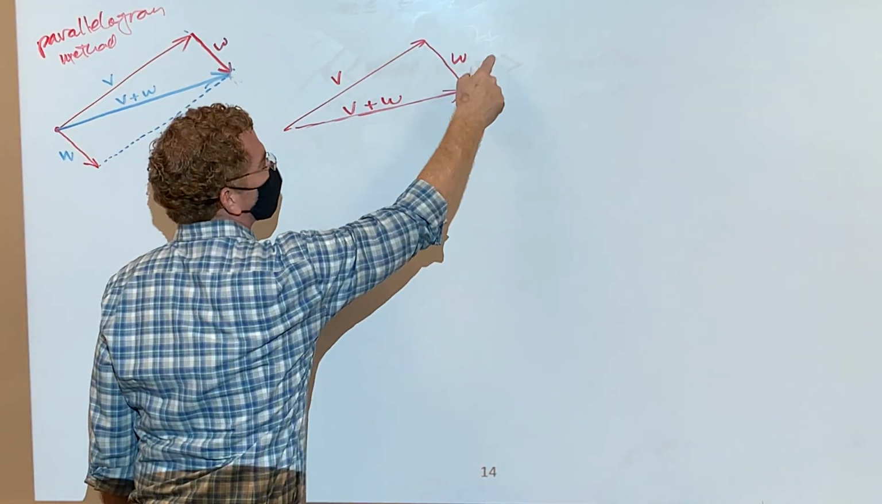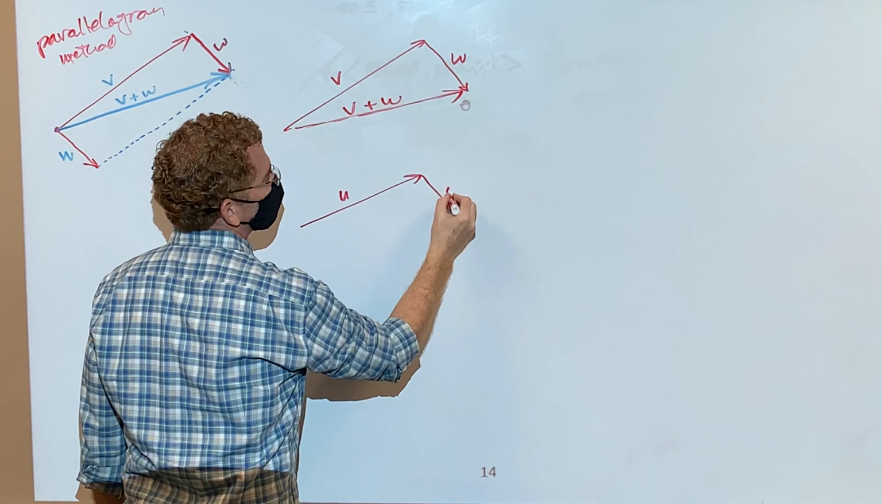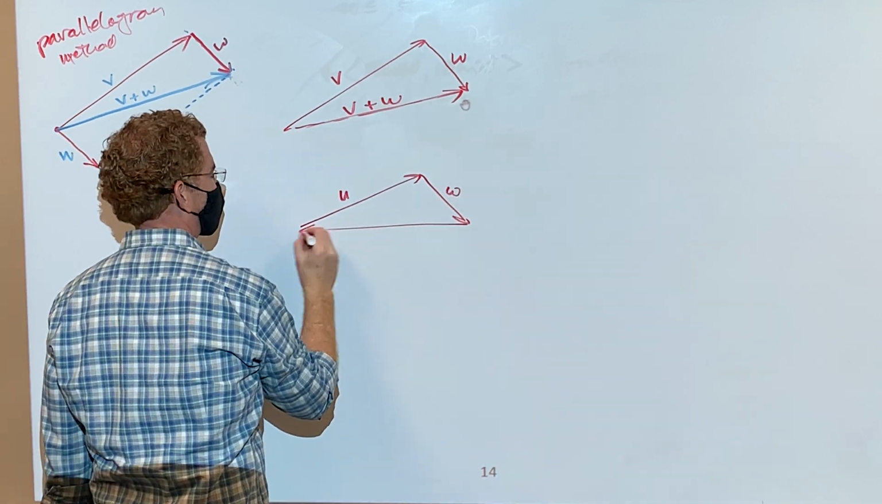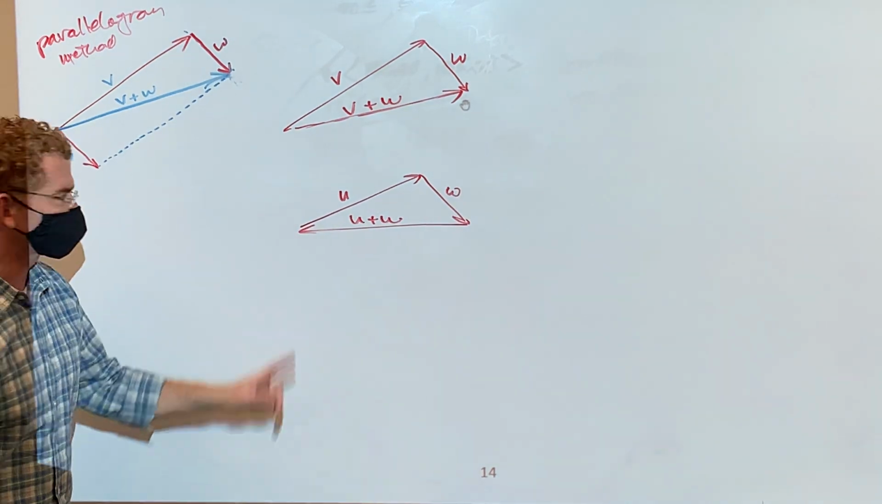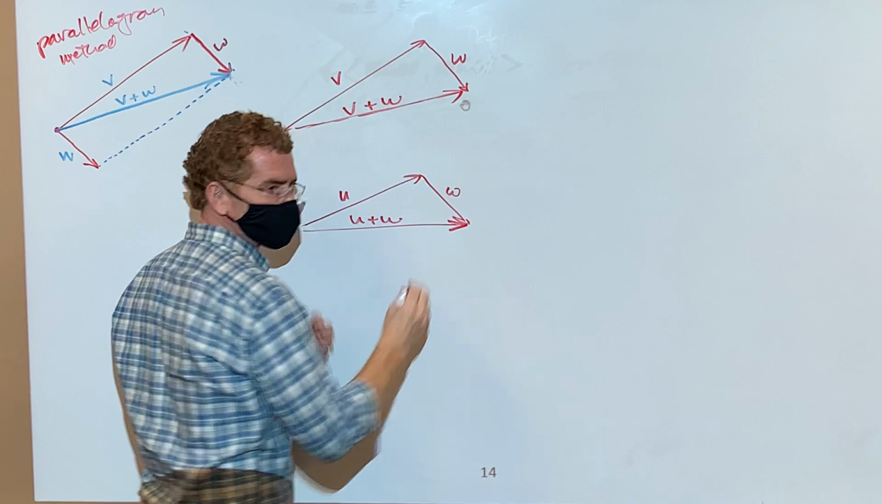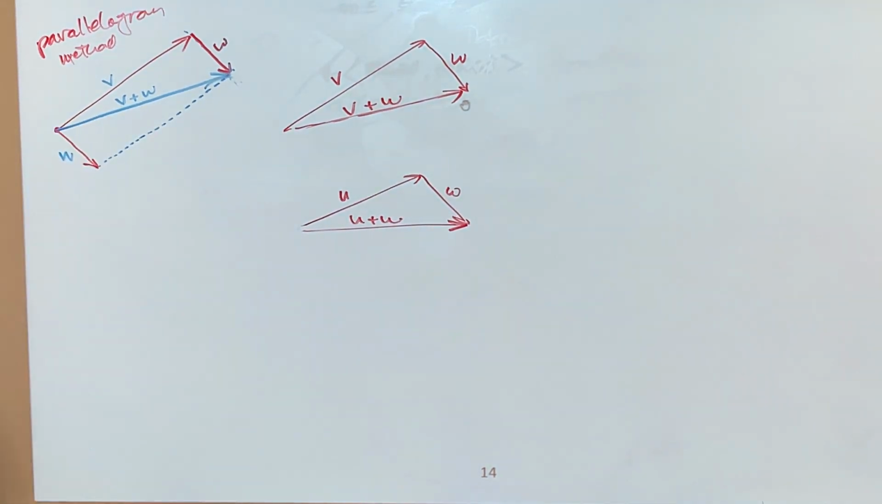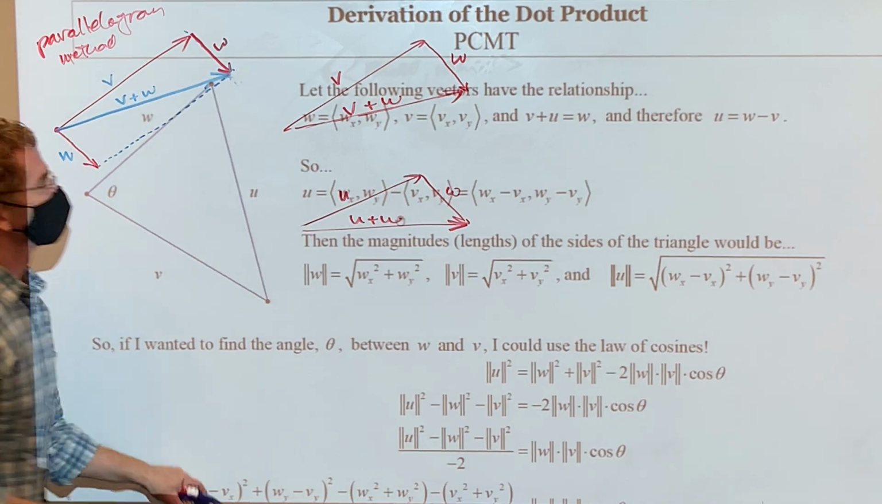To add these two vectors, it's not doing this. I'm not taking U and then taking W and then calling that U plus W. That's not true, is it? It's the beginning of the first to the end of the second. So based on this, check this out. This is where your dot product comes from.